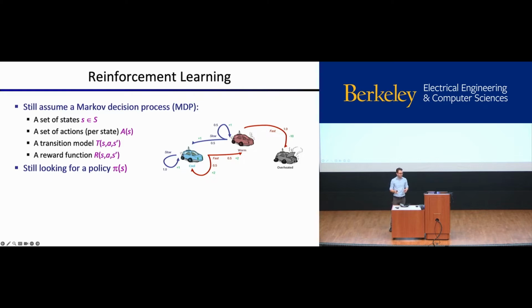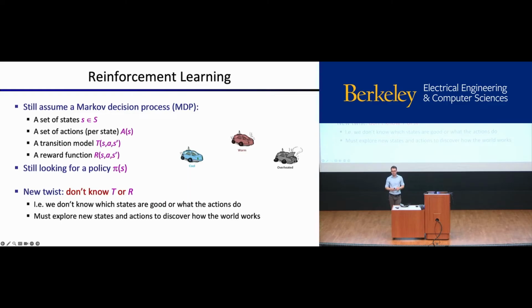Well, the change now is that we're not going to have the transition function and we're not going to have the reward function. They're still there, but the agent doesn't know what they are. Okay? So how do you learn a policy when you don't know that information? That's the question we're going to try and answer now. We don't know which states are good. We don't know what the actions do. We have to explore states and actions and figure out how the world works from our experiences.